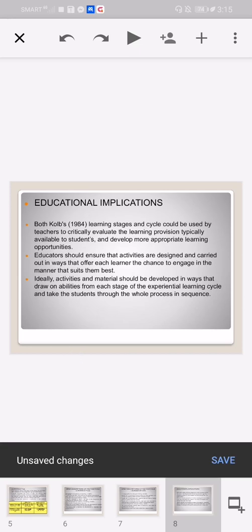Educators should ensure that activities are designed and carried out in ways that offer each learner the chance to engage in the manner that suits them best. Also, individuals can be helped to learn more effectively by identification of their lesser preferred learning styles and the strengthening of this through the application of the experiential learning cycle. Ideally, activities and materials should be developed in ways that draw on abilities from each stage of the experiential learning cycle and take the students through the whole process in sequence.